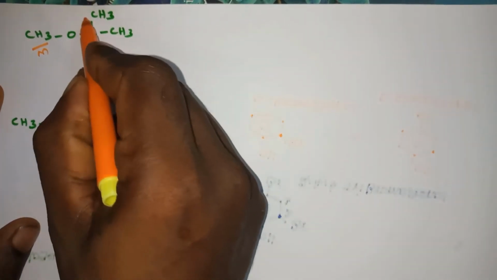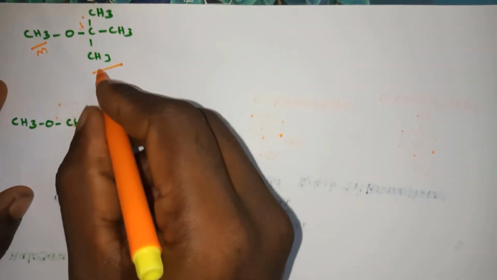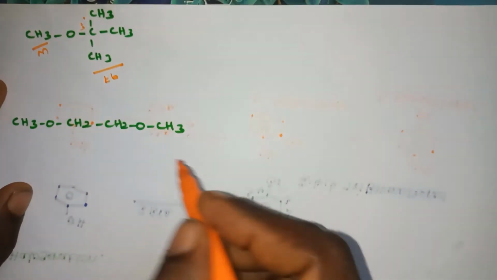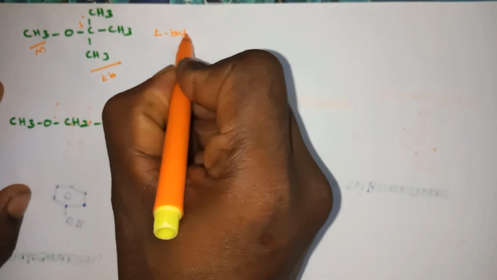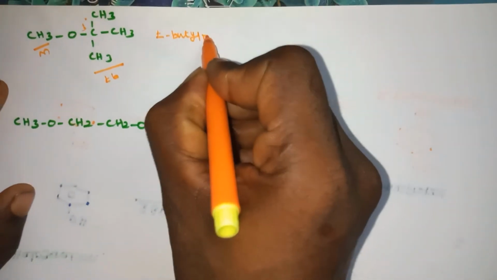Next one, this is methyl group. This is 1, 2, 3. This is tertiary carbon, so 4 carbon is present. So tertiary butyl. According to alphabetical order, the common name of this compound is tertiary butyl methyl ether.